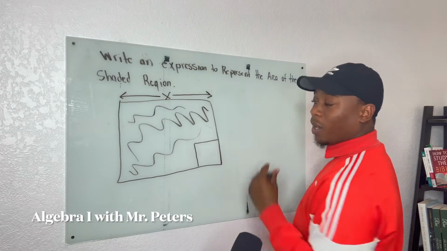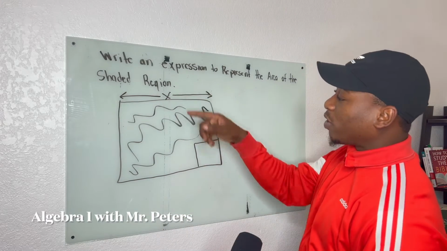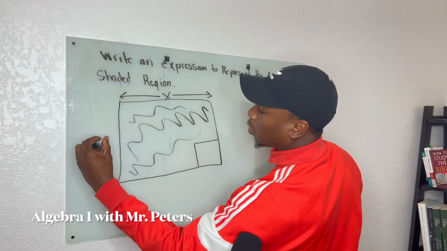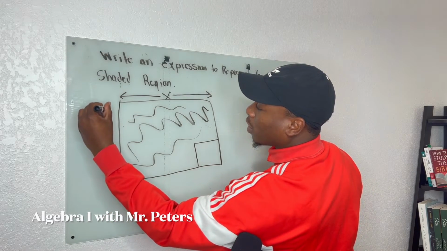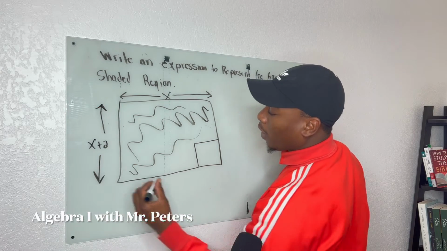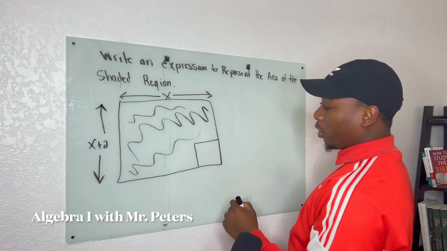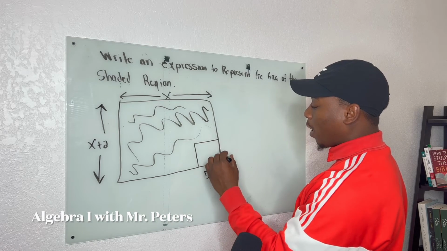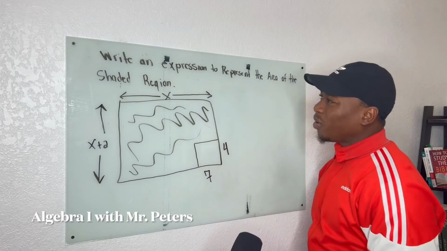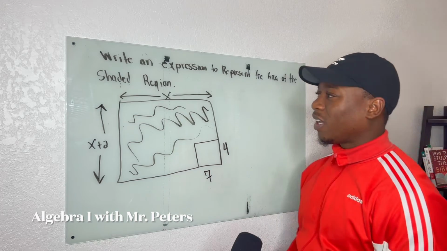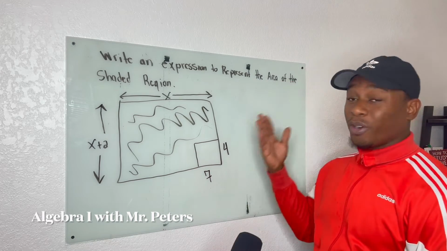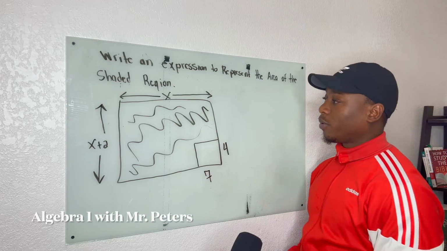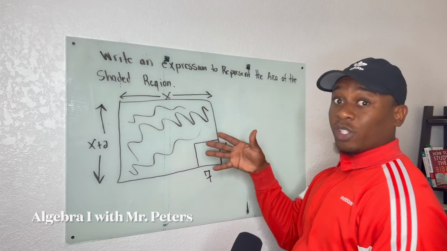this is up top. This side length represents x. And on the side, our side length represents x plus 2. And they tell us that down here, this area that's not shaded is 7 by 4. And now they want us to write an expression to represent the area of the shaded region, right? So this is what we're going to do.